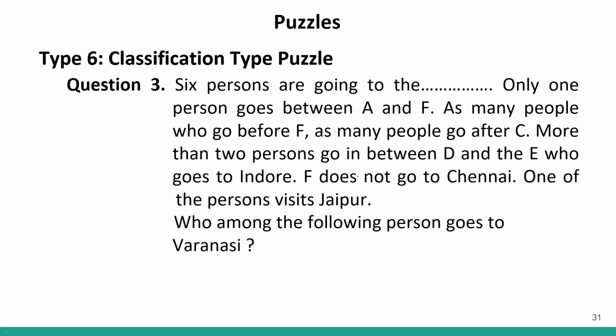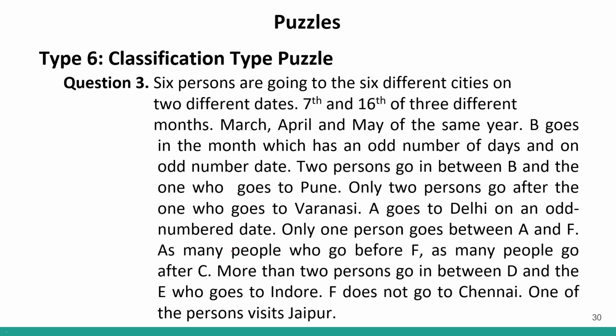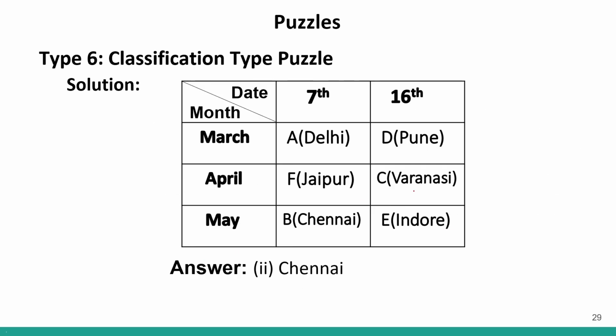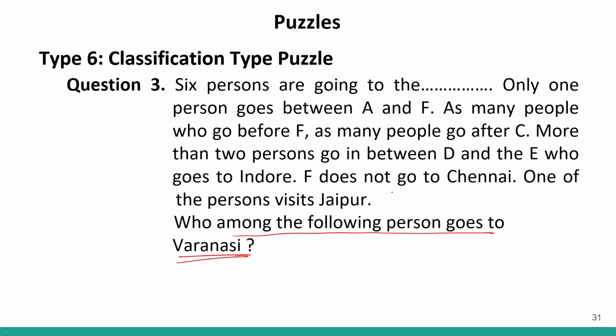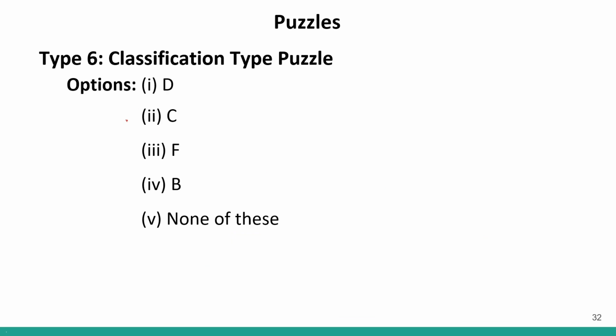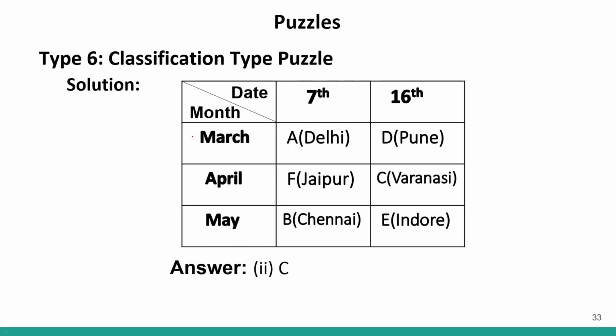Same data. Question is, who among the following persons goes to Varanasi? So we have to answer who goes to Varanasi. Going back to the arrangement. So over here I can see C goes to Varanasi. So my answer will be, if I look at the options, option number 2, C will be my answer because C goes to Varanasi. Okay.